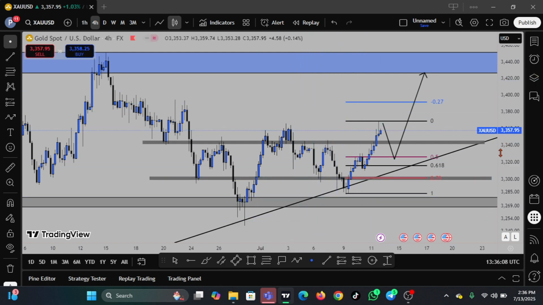So these are the pairs that I want to share with you, and you can do well to do your own research as well. This is not a trading signal, but an eye-opening to what I'm looking at.